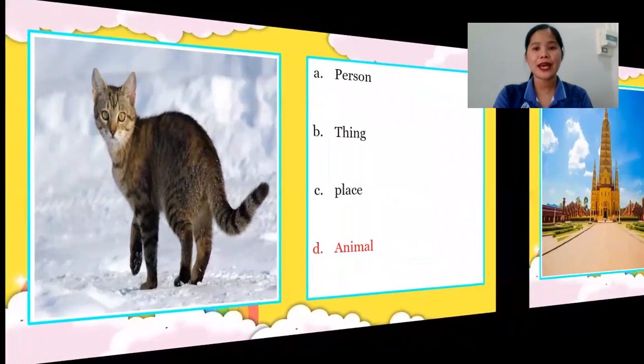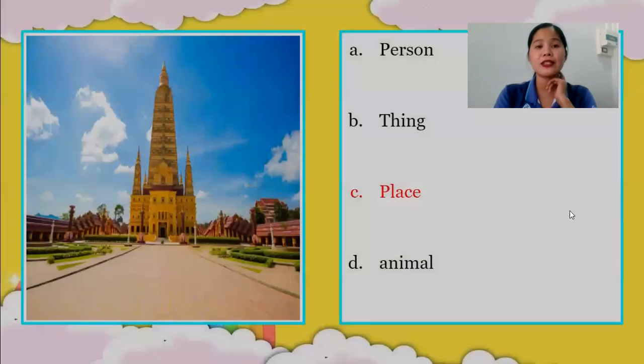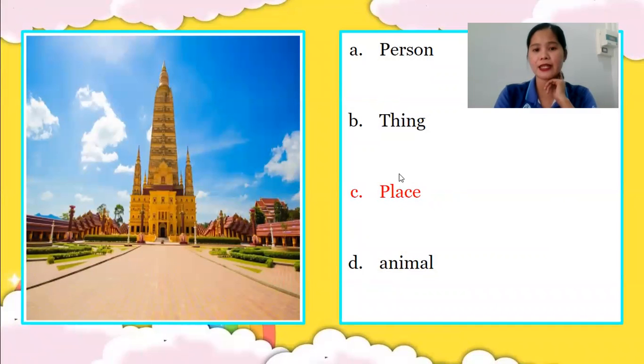All right, next we have this one. What is this? This is what we call a temple. So this temple belongs to what kind of noun? Letter A, person. B, thing. C, place. D, animal. What is the correct answer? A, B, C, or D? Okay, the correct answer is letter C. It belongs to place. P-L-A-C-E, place.